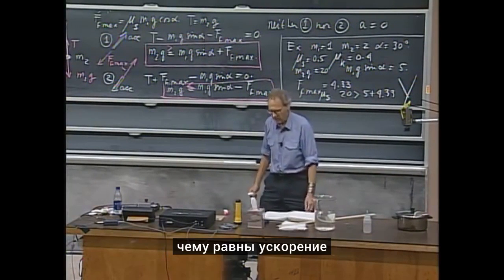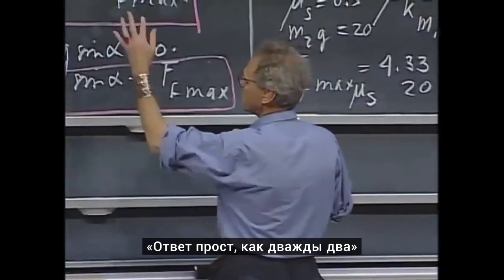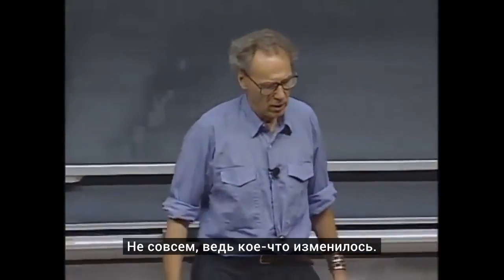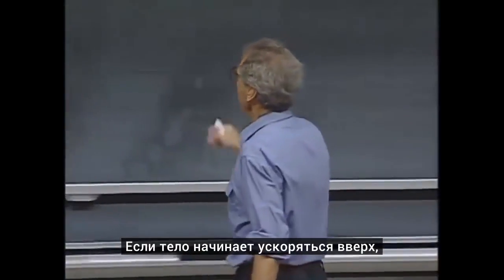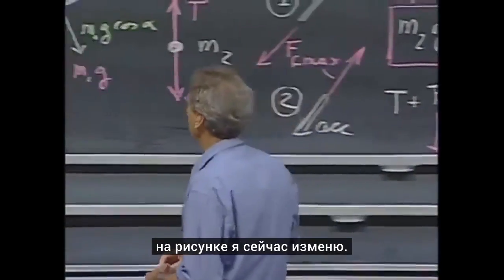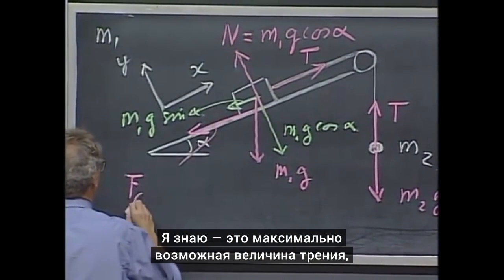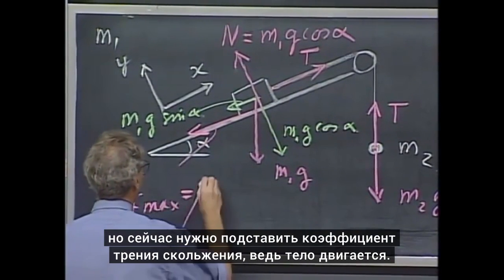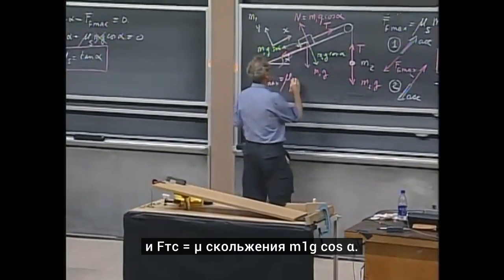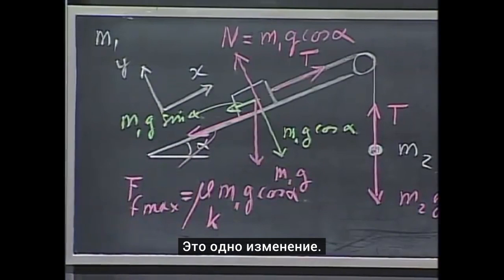So now I could ask you a simple question. What is the acceleration and what is the tension in the string? And so you will think, oh, well, that is within arm's reach. Not quite. Because things are now going to change. If it is going to be accelerated uphill, then at least I know one thing, which I'm going to put in this drawing now. I know that this is the maximum friction possible, which now becomes mu kinetic, because it's going to move, times m1 times g times cosine alpha. So that is already one change.